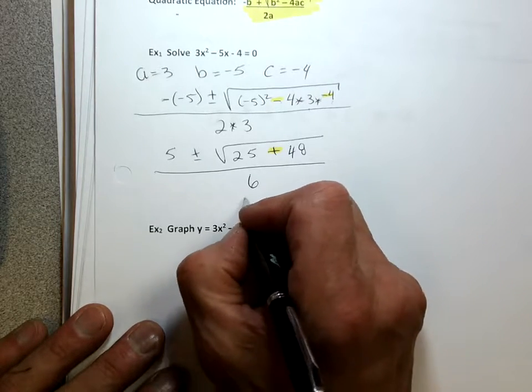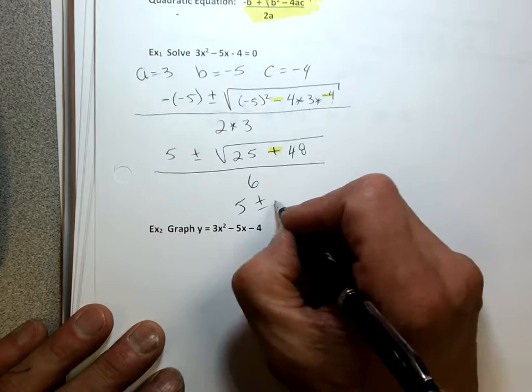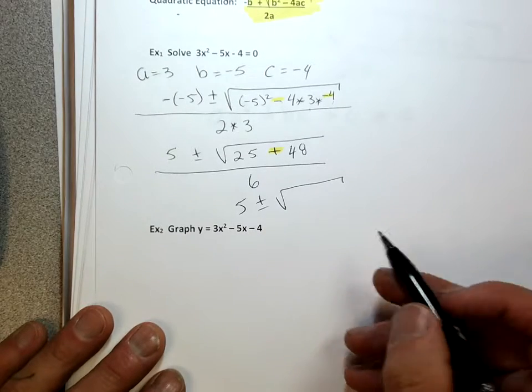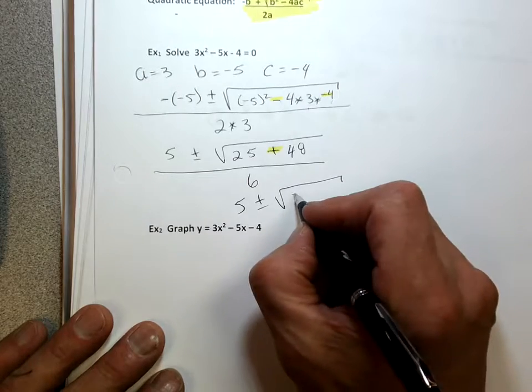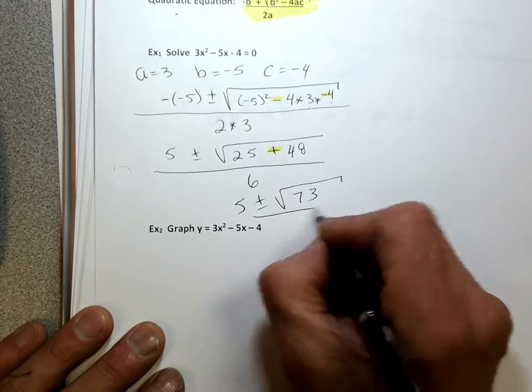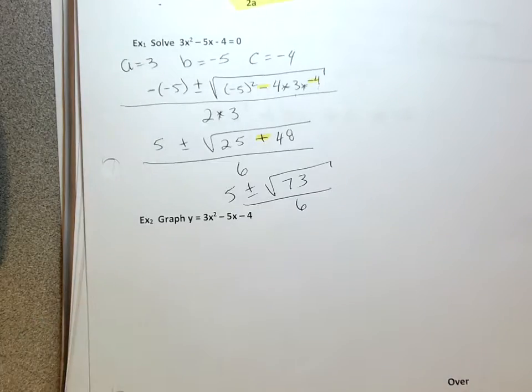5 plus or minus the square root of 73, all over 6. Now, if it doesn't factor, then quite often the answers aren't very nice, which makes sense. In the real world, 99% of parabolas don't land with nice numbers. So we're going to have to use a calculator for the square root of 73. And let's round to the nearest tenth, okay?